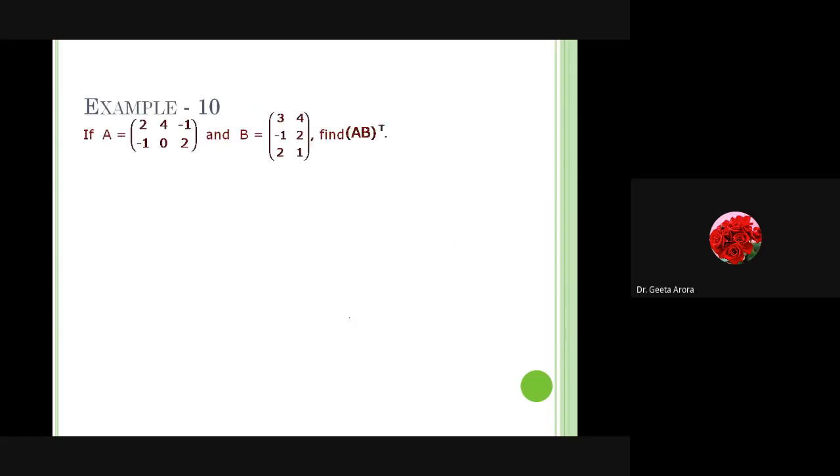Okay, so we have another example. A and B are given and we have to find AB transpose. If you are asking about AB transpose, it means first we have to find the product AB, A into B, and after that we have to find its transpose. Again, you have to do it by yourself, but here I am showing you the solution. For AB, we need A to be multiplied by B.